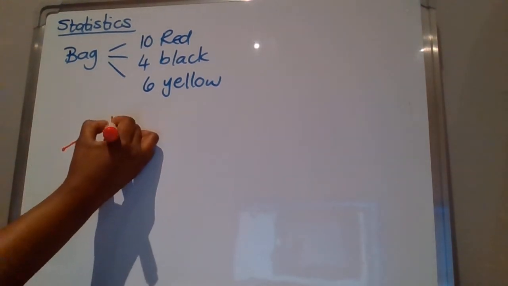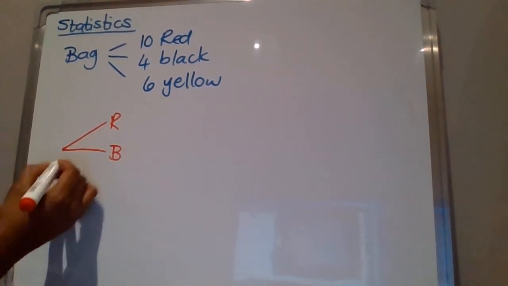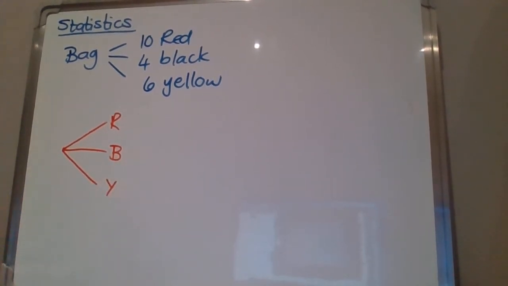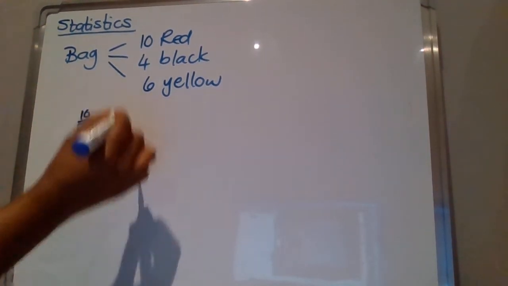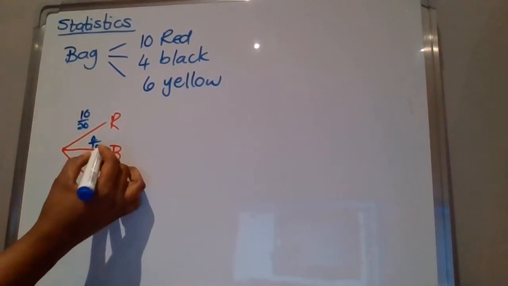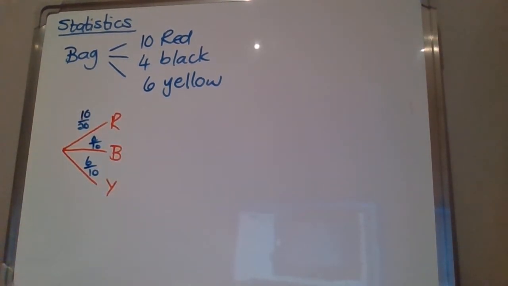So the one ball can either be red, or it can be black, or it can be yellow. Okay. And what are the probabilities of those occurring? Here we know it's 10 out of 20, already established. Here it's 4 out of 10. And for my yellow, it's 6 out of 10. Okay. So now after choosing the one ball, I put that ball back. So it's an independent experiment.